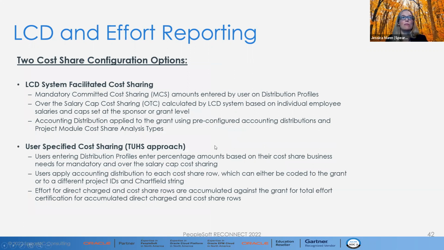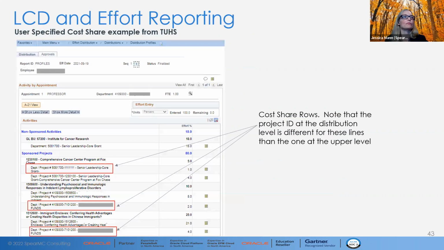Even beyond that, we have the ability to automate this cost sharing calculation. But we also give you the flexibility to have your own control and simply enter cost sharing percentages into the distribution profile. That's actually the approach that Temple has chosen. So for a particular project, here's our department and then our project ID. Underneath this project, we are charging to two different strings. One will be charged to the sponsor and the other will be charged for cost sharing.